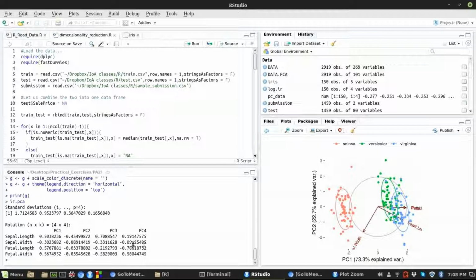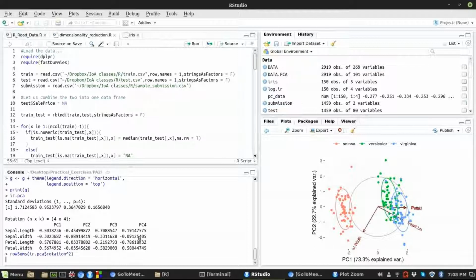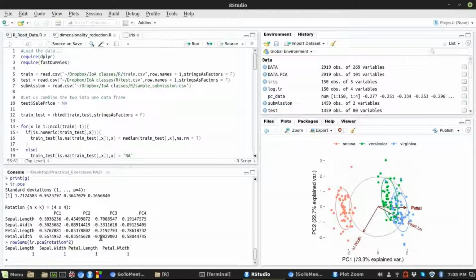The square root of a1 squared plus a2 squared plus a3 squared plus a4 squared should be equal to 1. Row sums of IR dot PCA dollar rotation to the power of 2 is 1 1 1 1. So a certain weight has to be sitting on PC2, a certain weight is sitting on PC1, a certain weight on PC3, and so on. And that is what is showing here.